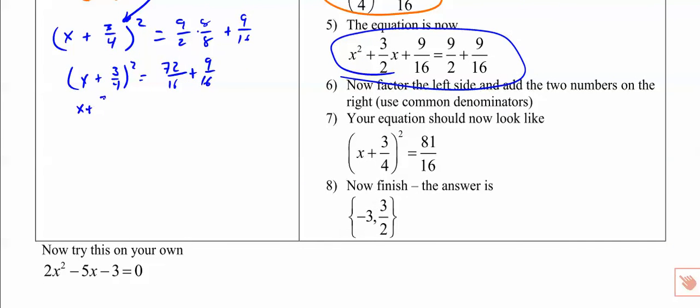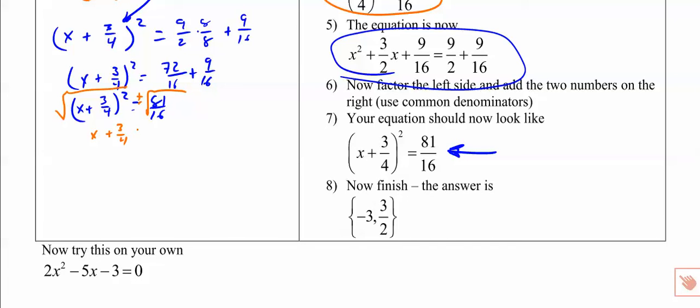x plus 3/4 squared equals 81/16, which is where we are right here. We then square root both sides. And again, don't forget the plus minus. And we get x plus 3/4. And we do not need my parenthesis there.